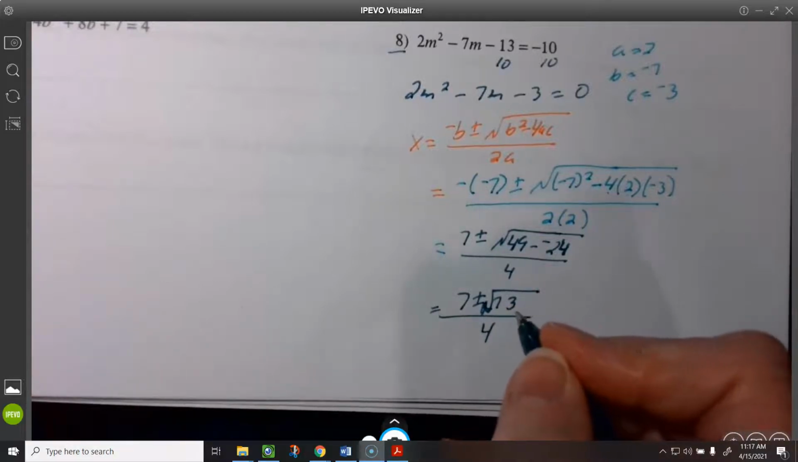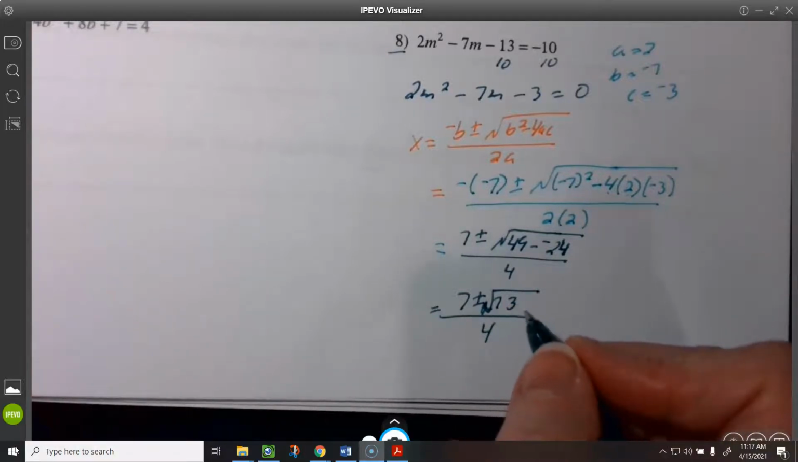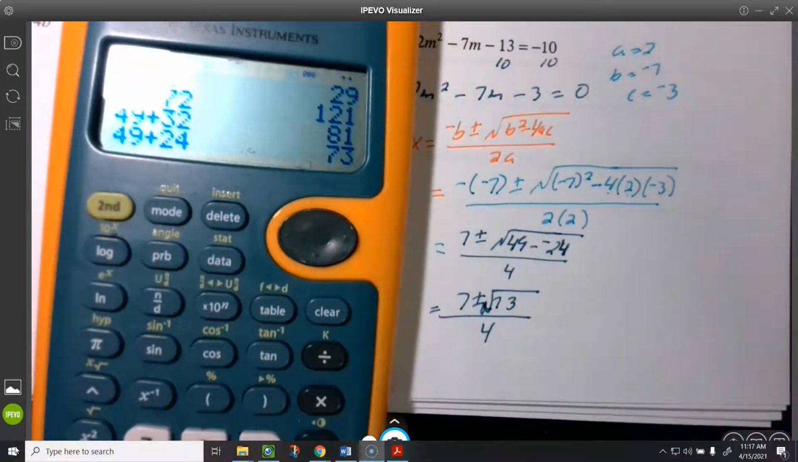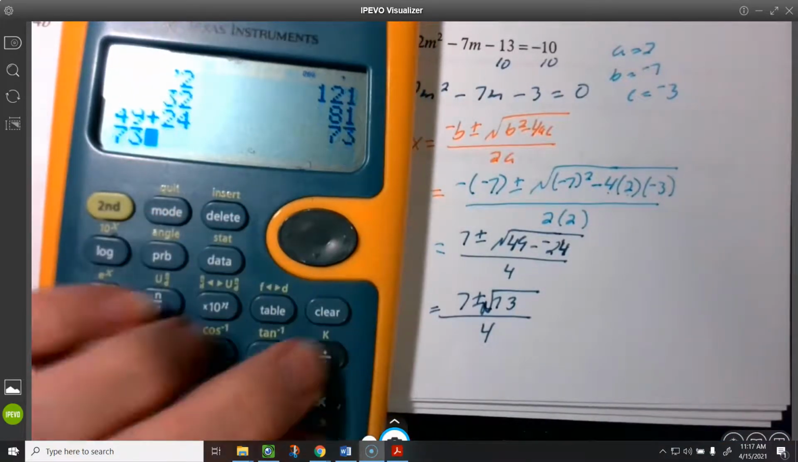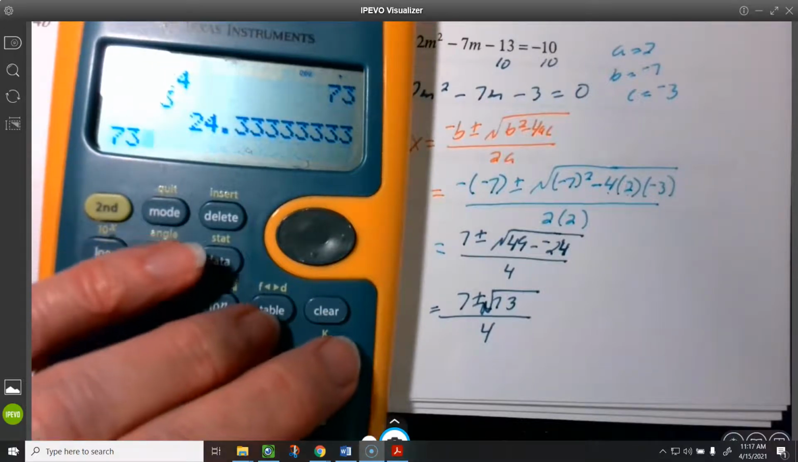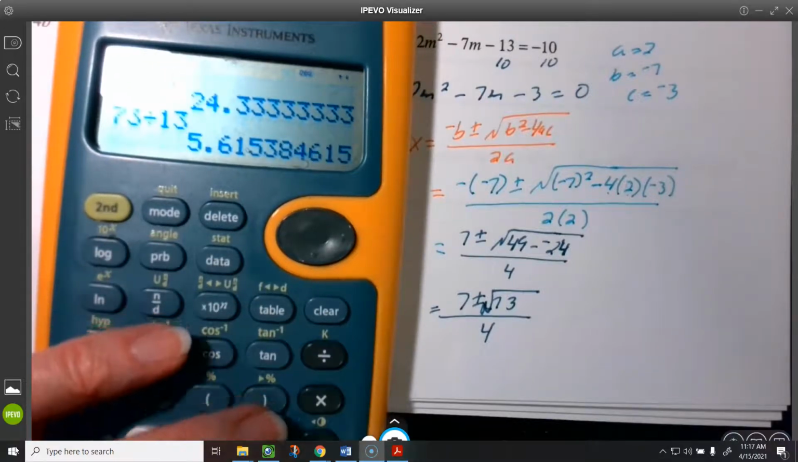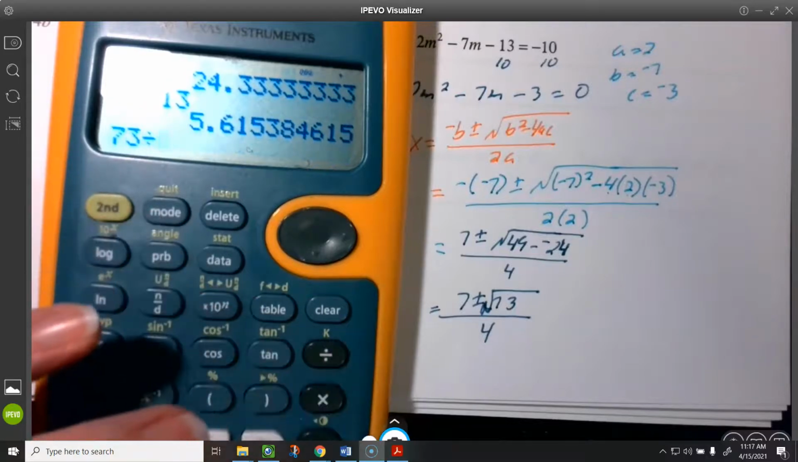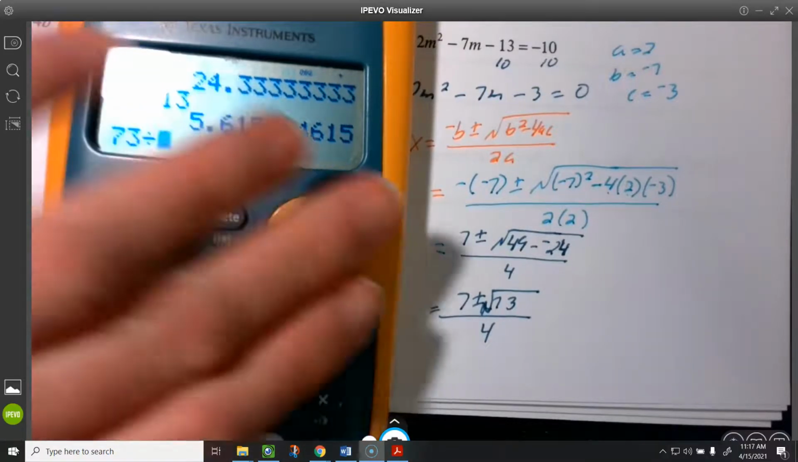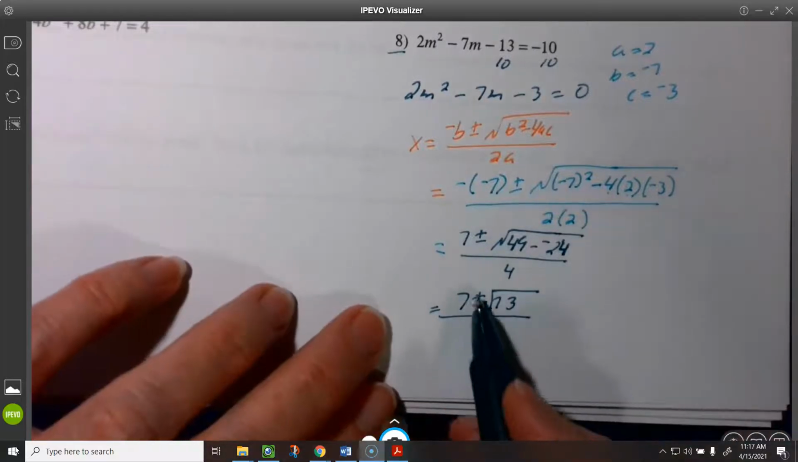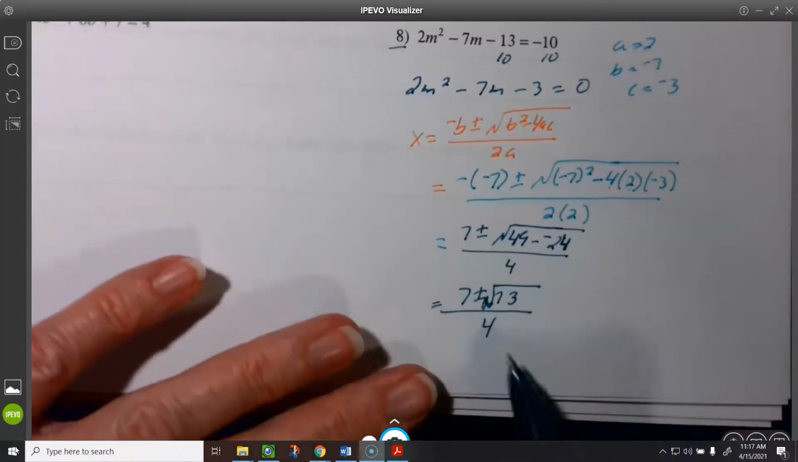Okay, is 73 a perfect square? No. Can 73 be broken down? Let's pull out our calculators. Well, 72 can. 73 is odd, so it's not divisible by 2. 73 divided by 3. Nope. There are no perfect squares, so 73 divided by 9, we know that doesn't work. 73 doesn't have any perfect squares. That's our answer. That's all we do. So our answer is actually 7 plus or minus the square root of 73 all over 4.